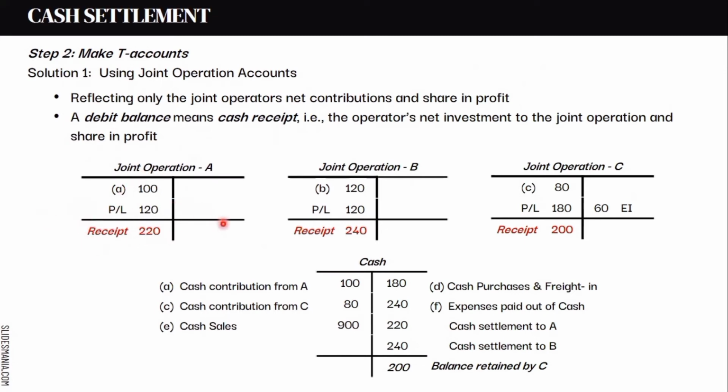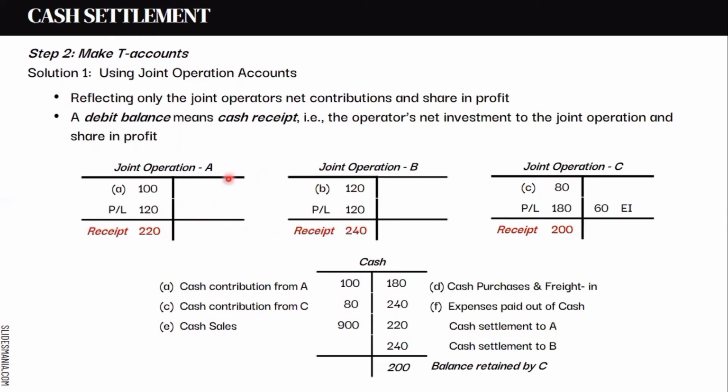At ang ating cash payment is nasa credit. Tandaan nyo yan, ha? Pag joint operation account, ang gagamitin natin, ang cash receipt is nasa debit balance. Pag yan ay credit balance, cash payment. Pero sa capital account, ang cash receipt ay nasa credit balance at ang cash payment ay nasa debit balance. So kabaliktaran po siya ng joint operation account.